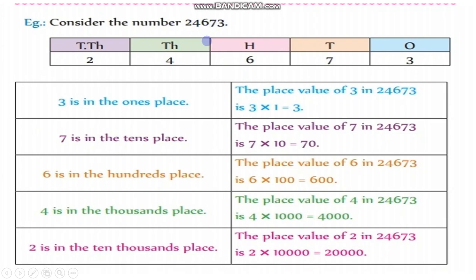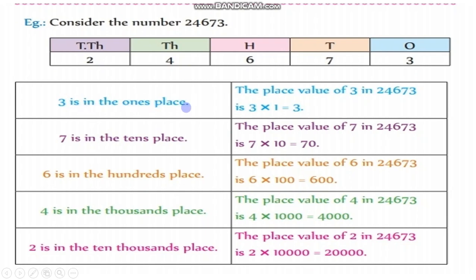24,673. We know the place value chart: ones, tens, hundreds, thousands, 10,000s. Just fill this. 3 in the ones, 7 in the tens, 6 in the hundreds, 4 in the thousands, and 2 in the 10,000s. Now I ask a question. What is the place value of 3 in the given number?